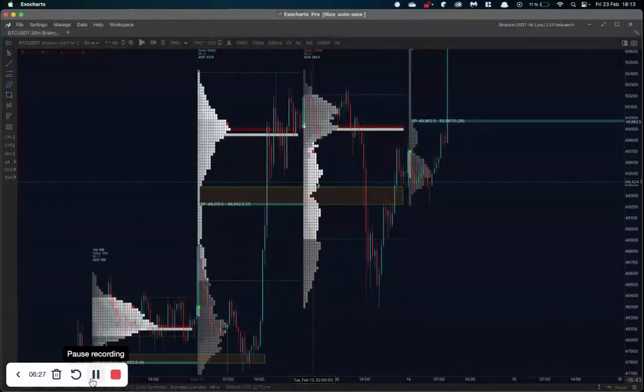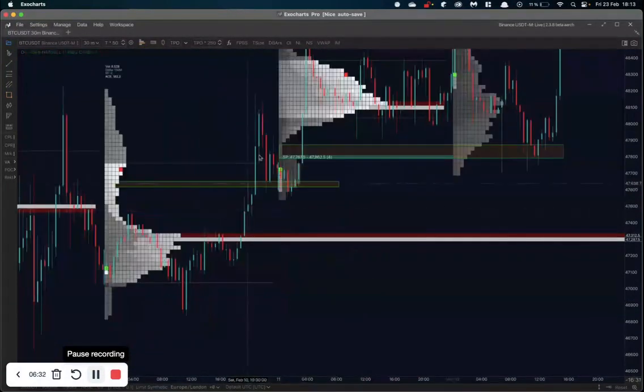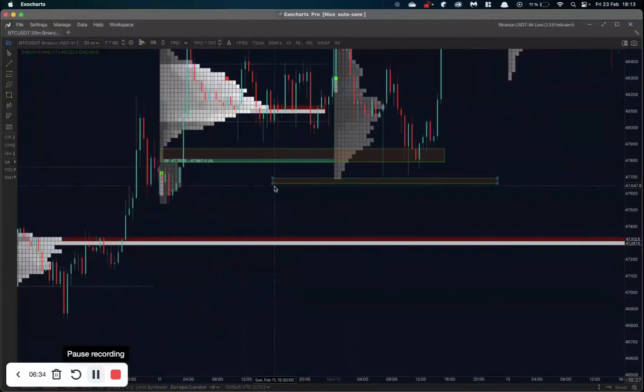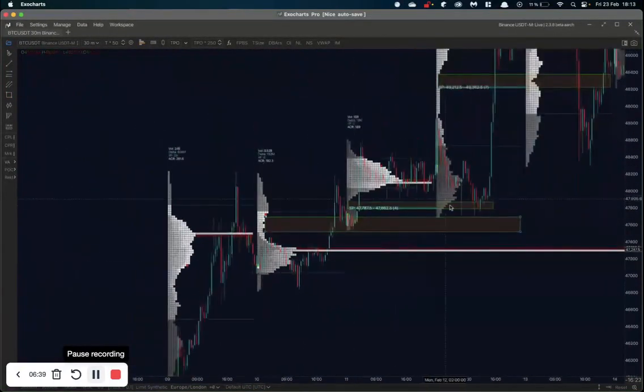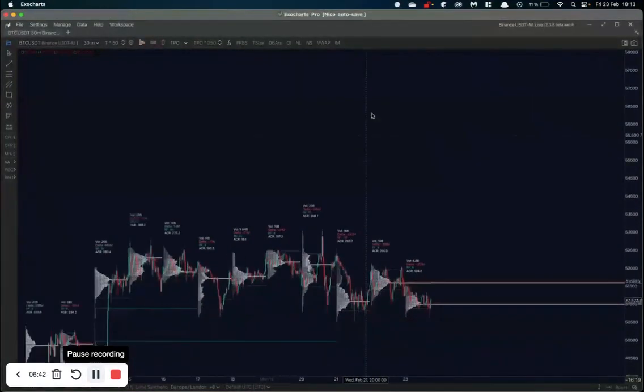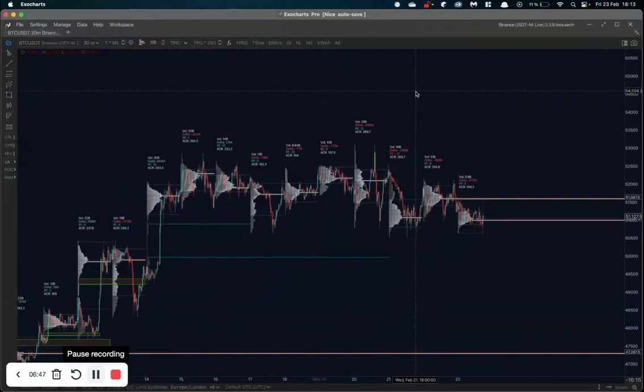Here we have a low volume node. We go up, we touch it, pump. We go up, we touch it, we pump. So it's a good way to establish imbalances. So that's number one: using low volume nodes and low time nodes to identify places where low time has been spent, therefore fair value hasn't been established, and therefore these are imbalances which can usually be played off of.